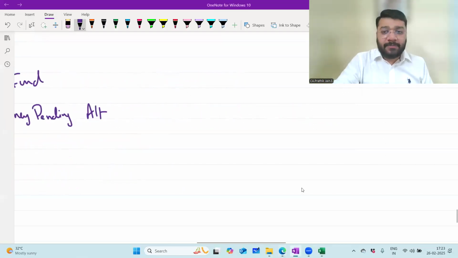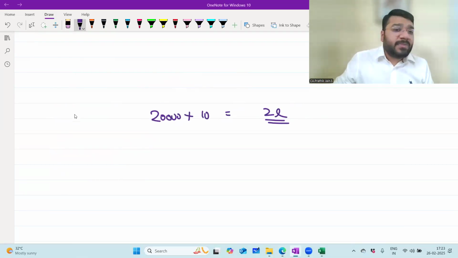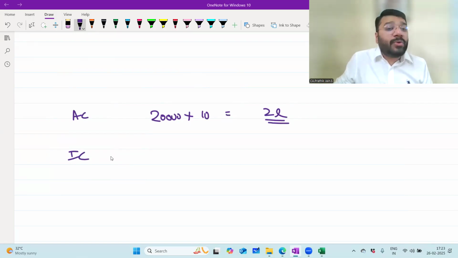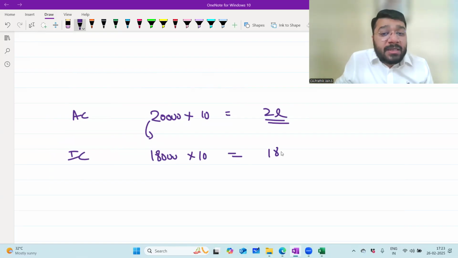So in our example, 20,000 equity shares of 10 each is authorized. This is authorized capital. What is issued capital? Out of these 20,000 shares, how many shares did I offer to the public for subscription? 18,000 shares I offered to the public. This is called issued capital.